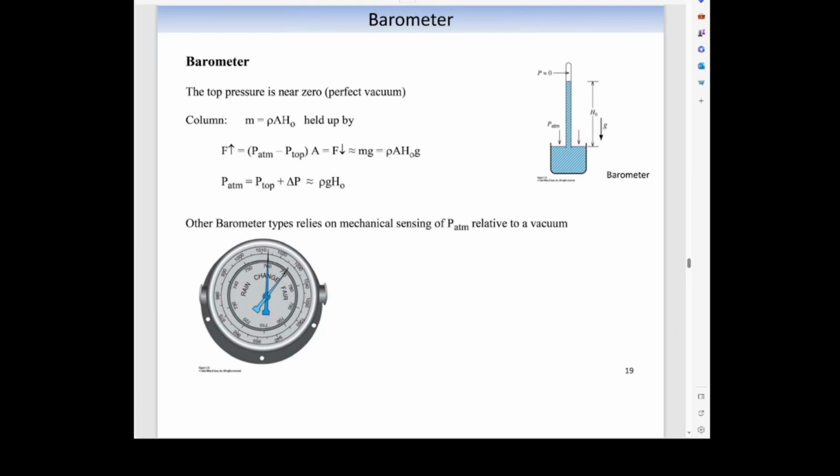Now, since we're assuming a perfect vacuum, or approximately perfect, we can say that the force pushing down is just the mass times gravitational acceleration of this column. We can rewrite this as density times the cross-sectional area of the column times its height times gravitational acceleration. So we take this equation, atmosphere minus p top times cross-sectional area is equal to density times cross-sectional area times the height of that column times gravitational acceleration, and we divide out the cross-sectional area, and we end up with this form.